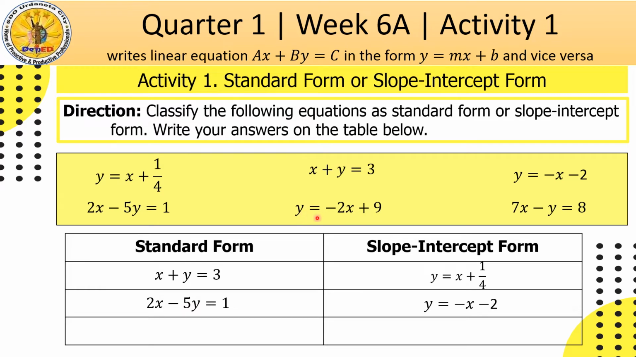Next, we have y = -2x + 9. Y is on the left side, negative 2x, or the variable x, and the constant are on the right side. So this is in slope-intercept form. And last, we have 7x - y = 8. Variables x and y are on the left side, and the constant 8 is on the right side. So this is in standard form. That's how easy it is to identify standard form or slope-intercept form, and that's how you are going to answer your Activity 1.